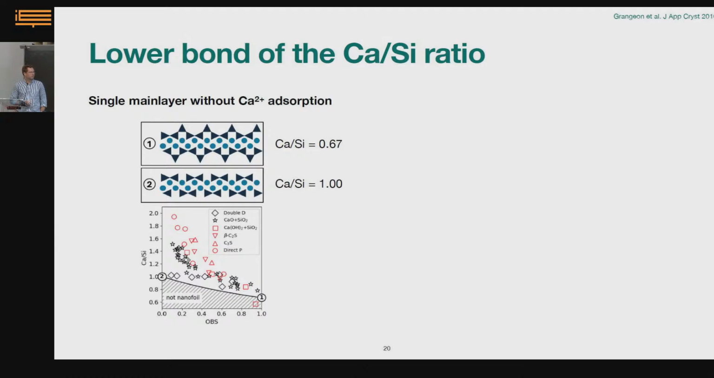The first thing this line means is that anything below the line is not a nanofoil, because the axioms prohibit it. If it's above the line, it can be a nanofoil. Then it's just a question of how many layers are stacked and how much calcium is incorporated. So first we see that nobody managed to make a CSH which is a single nanofoil without any calcium adsorption.